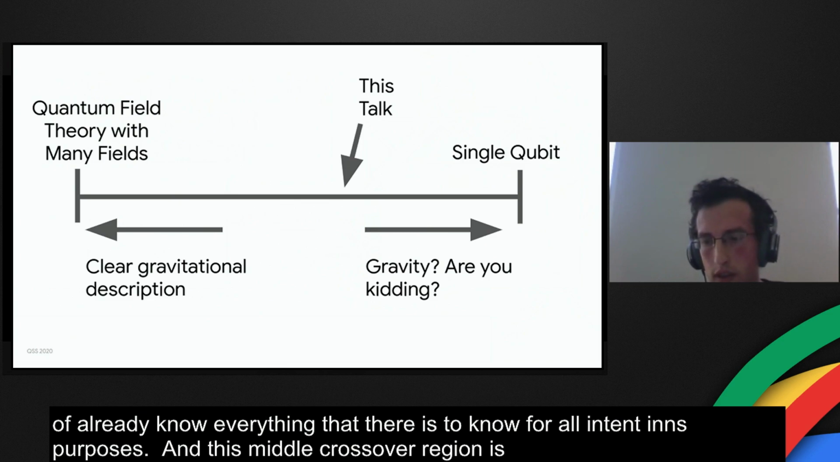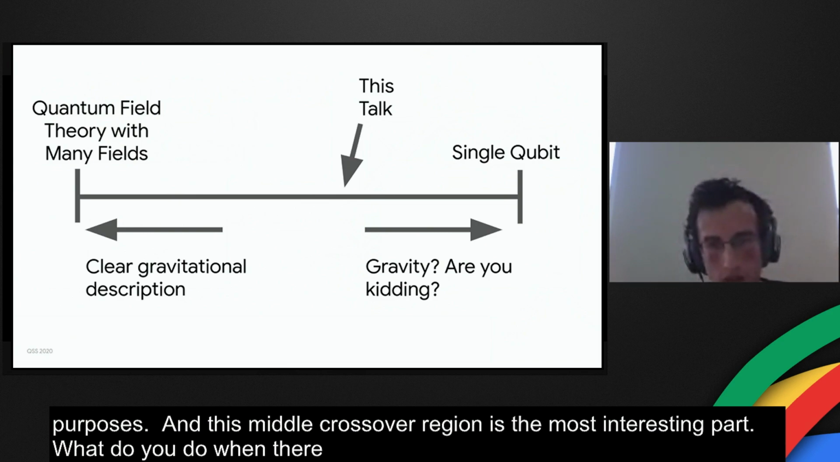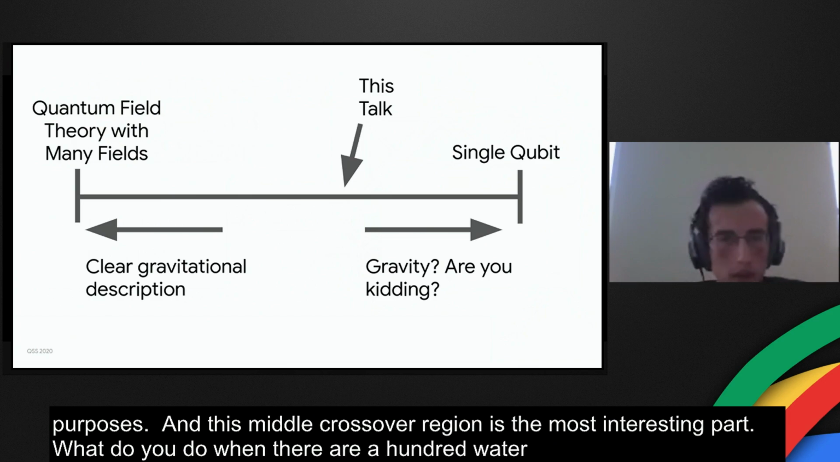The analogy that is sometimes used, which I think is a good one, is the difference between using hydrodynamics to describe the motion of a fluid versus using some molecular description to describe the individual atoms. And what do you do when there are 100 water molecules or 1,000 water molecules? Is it a fluid yet, or is it just a bunch of billiard balls bouncing around? That's the most interesting kind of regime, and that's similar to what's going on in the middle of this plot.